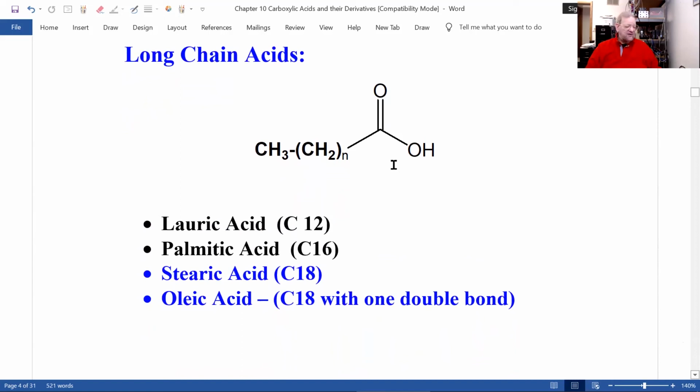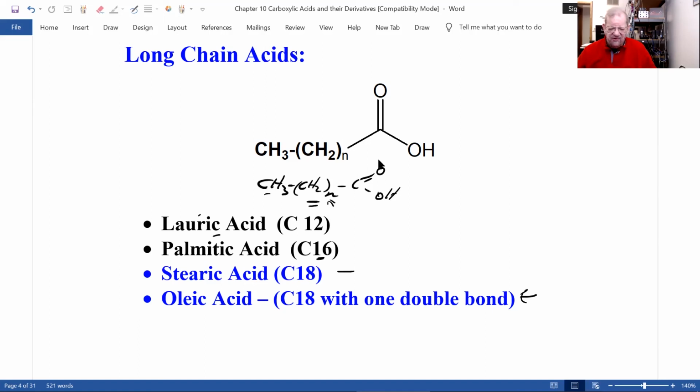And you can have long chain organic acids the way I have written it, where CH2 is repeated a number of times. Lauric acid, its CH2 number is 10. Palmitic acid, it is 14. Stearic and oleic, which I'll teach you later on when we get into fats and oils, which I worked in.